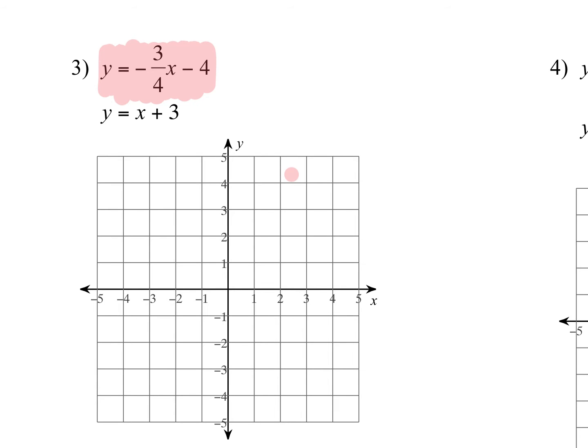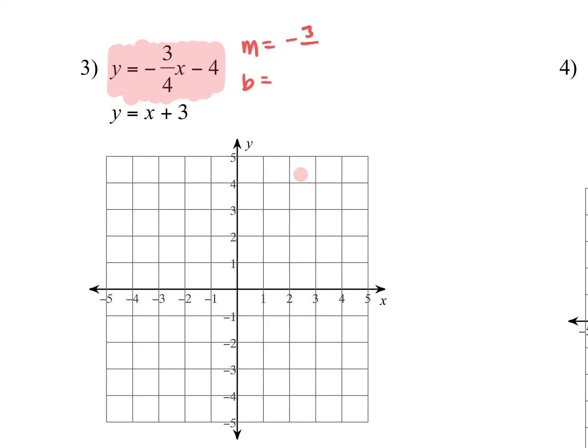So identify your slope and your b value. My slope is -3/4, and my y-intercept is -4. We always start with my y-intercept. So on the y-axis at -4, I'm plotting a point.